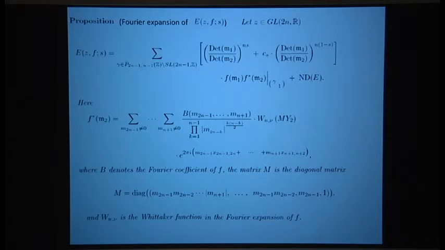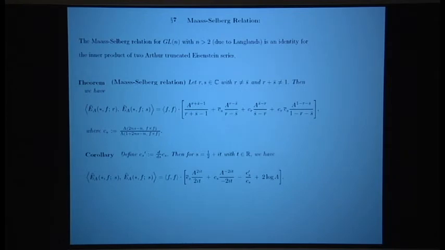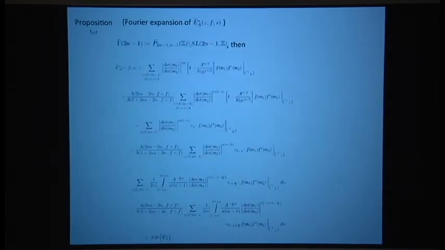So now, plugging in the Fourier expansion of the Einstein series, we have the Fourier expansion of the modified truncated Einstein series. There are many degenerate terms, and the last term is the non-degenerate term. The degenerate terms are very similar.